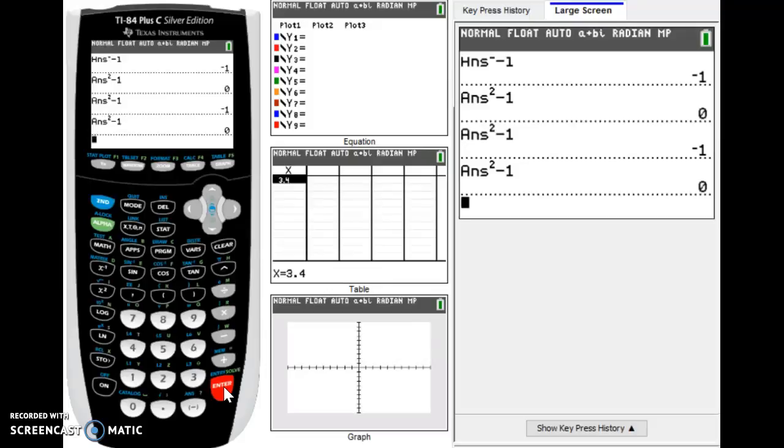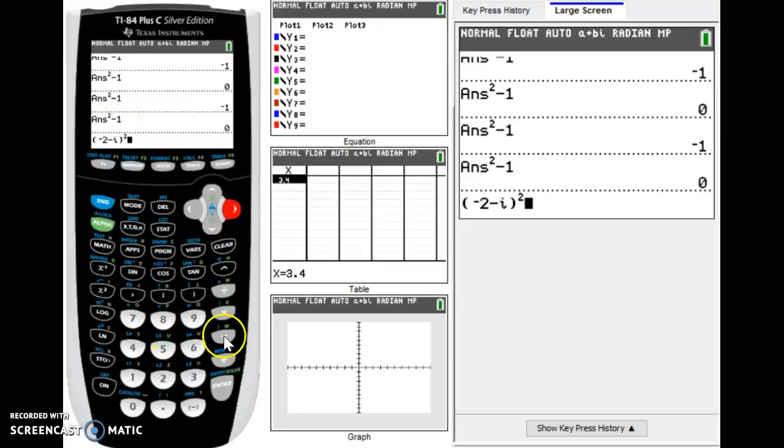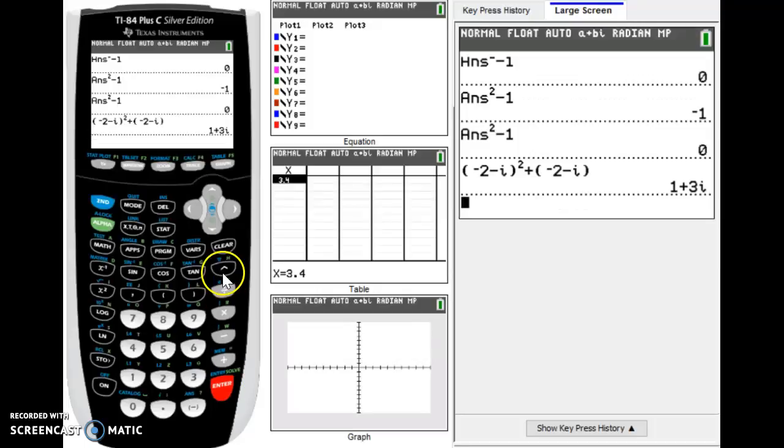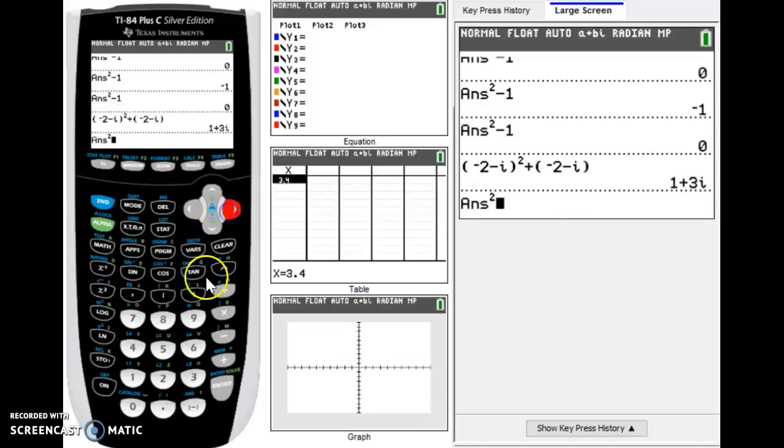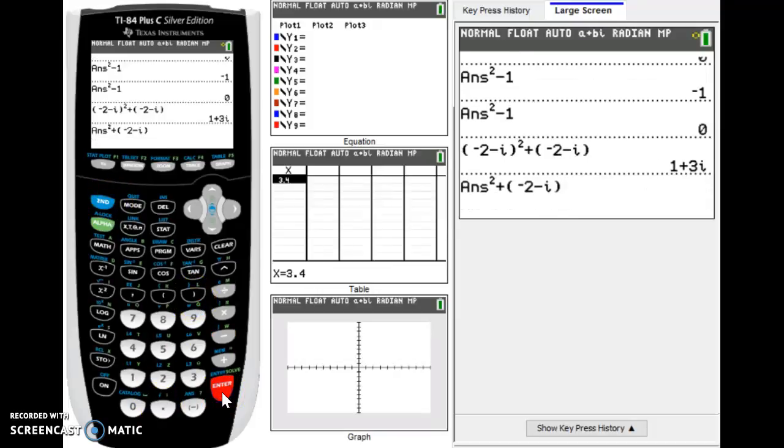Okay, so now let's try it with a complex number. So let's say I want to try negative 2 minus i. And I want to square that. And then I want to add that back in, negative 2 minus i. So I hit enter. And then I square, and then I add back in my seed value. And then I do that a couple times.